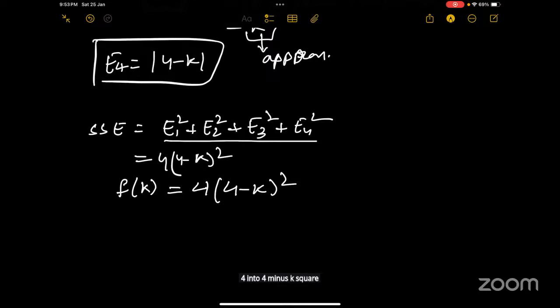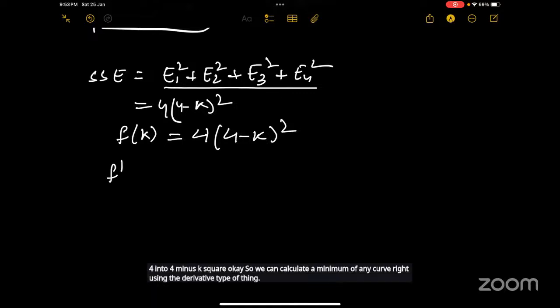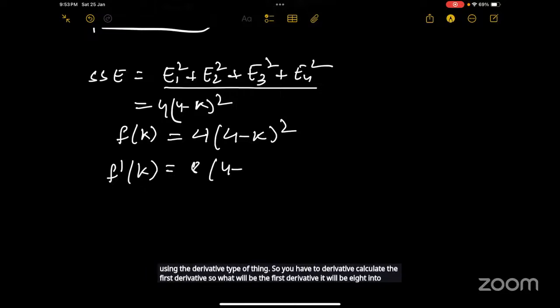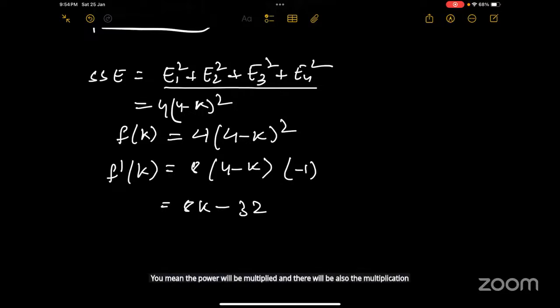We can calculate the minimum of any curve using the derivative, right? So you have to calculate the first derivative. What will be the first derivative? It will be 8 into (4 minus k), then times minus 1. That means 8k minus 32. The power will be multiplied, and there will also be the multiplication of minus 1 with it. Yes, the chain rule of derivative.